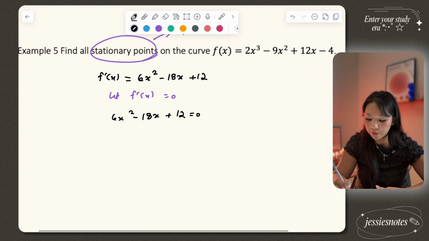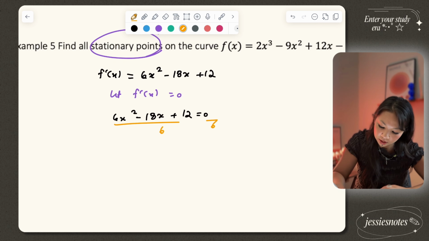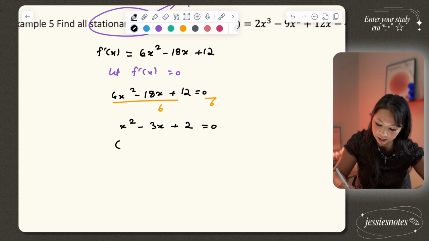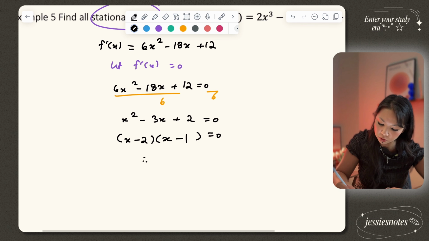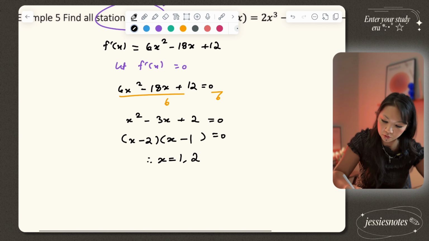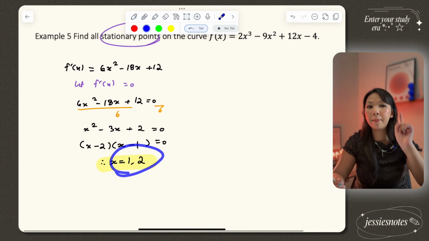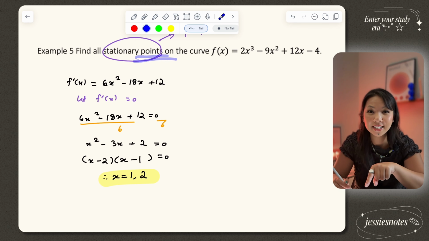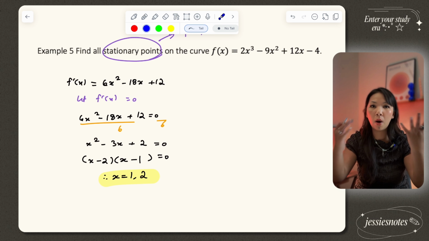Now you want to factorize this, but notice how everything is divisible by 6. So if I divide everything on both sides of the equation by 6, we get x squared minus 3x plus 2 equals to 0. And that's much easier to factorize. So now my two factors are going to be negative 2 and negative 1. So therefore, x equals to 1 and positive 2. Now, these two x values give you your stationary points, but I want to emphasize that word, stationary point. So that means we need our y coordinate to complete the whole xy point.